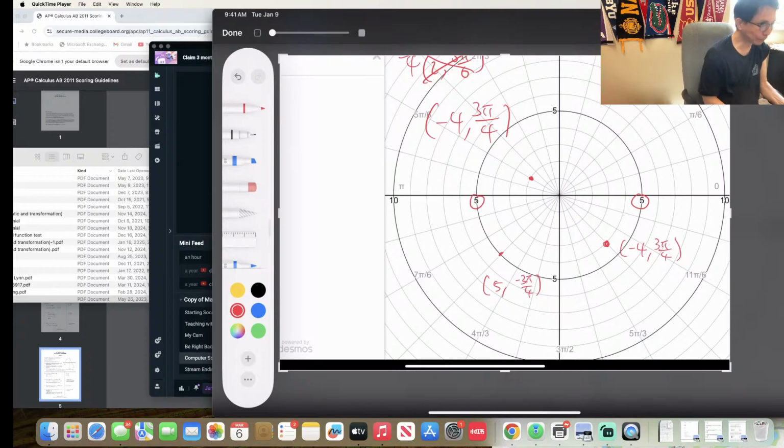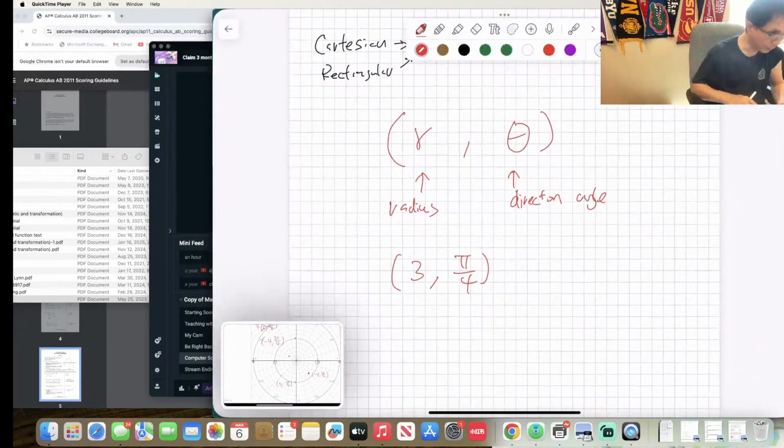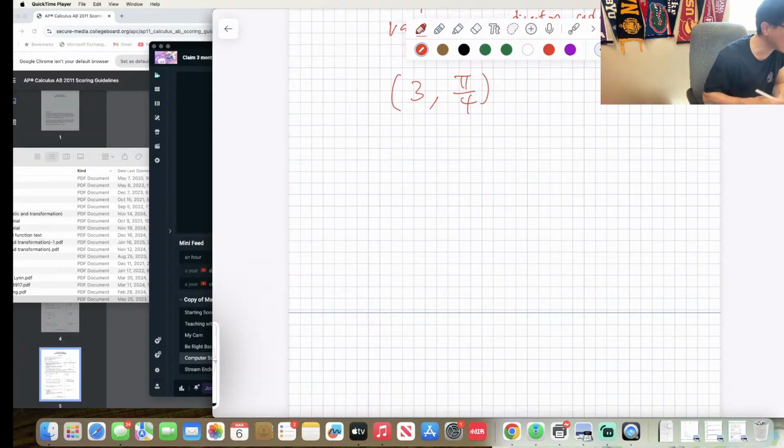Okay, so now we have polar coordinates. We also have rectangular coordinates, right? So there's polar and rectangular. How do you convert from one to the other? There is a relationship that you already know. I'm going to draw it out first, that way you can see why that is.